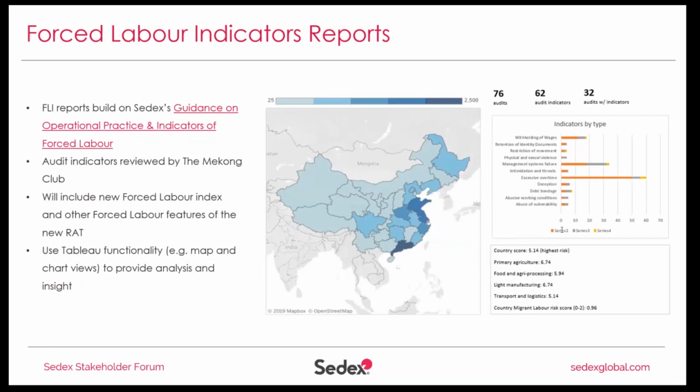And we've also, in parallel to this, been working with the Mekong Club, who many of you will probably know as experts on modern slavery, to review the current set of issue titles used as indicators of forced labour, to really see the appropriateness of those indicators and whether any of the categories should be recategorised, to make sure that this report is really doing its best to highlight where there may be indicators of forced labour that require further investigation.